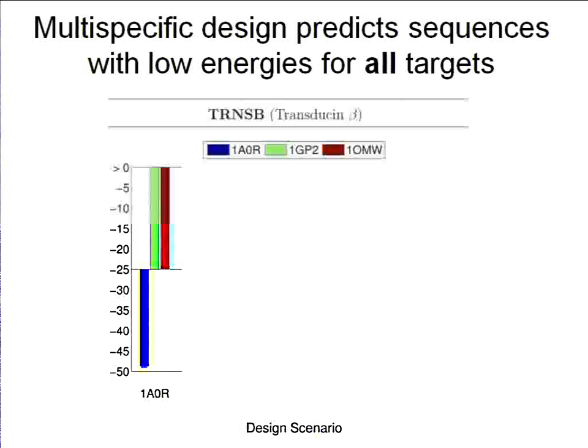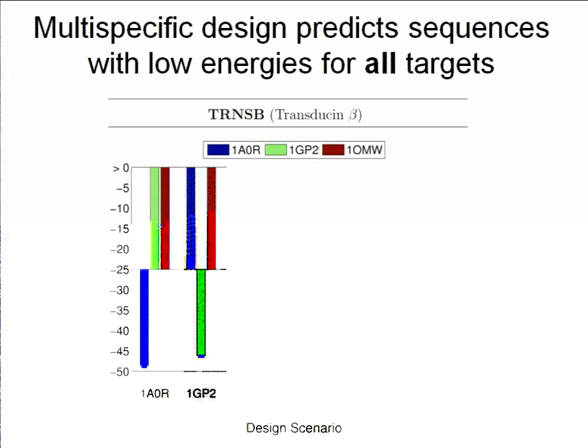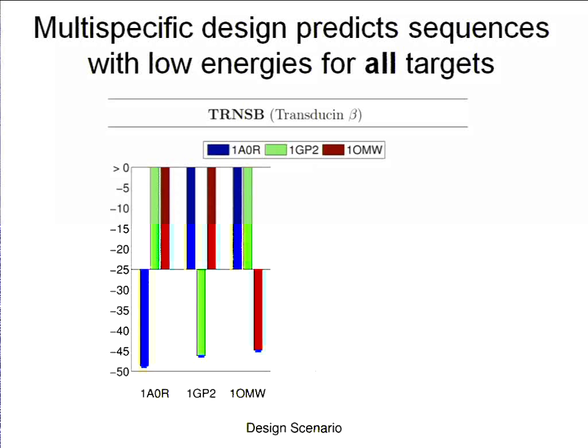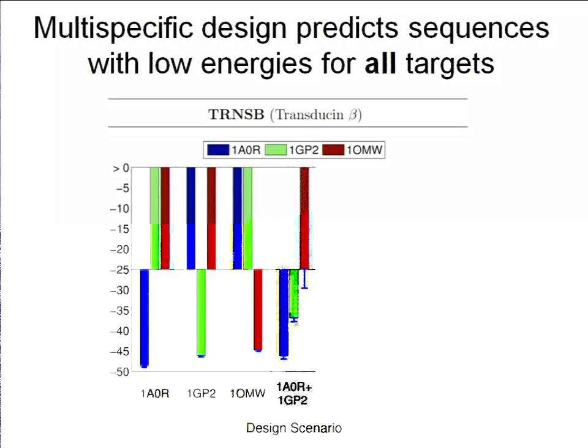So just as a sort of sanity check, here we were using the transducin beta protein. We designed the interface of transducin beta with 3 different binding partners. And what we saw, at least energetically, at a computational level, is that when we optimize the transducin beta binding to each particular partner, we get low energy for binding that partner and high energy for binding the other 2 partners. And that was true for each of the 3 partners that we optimized for in our design procedure.